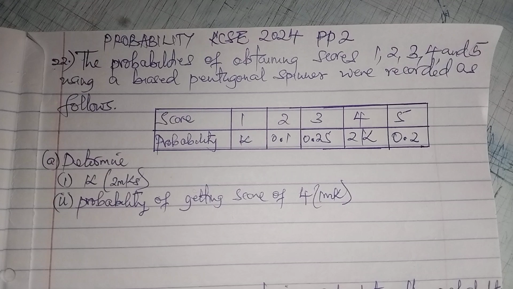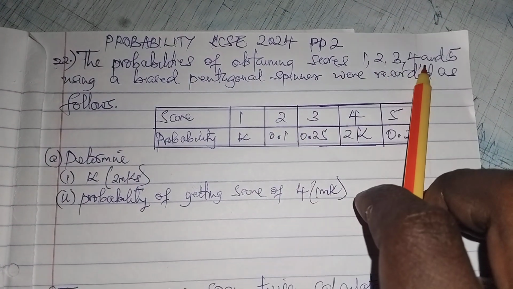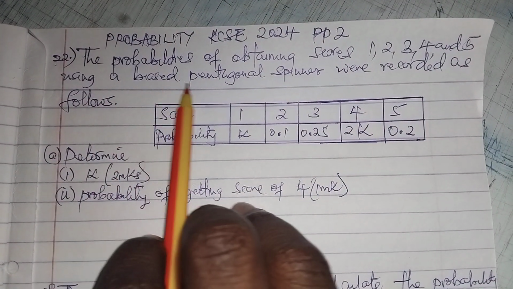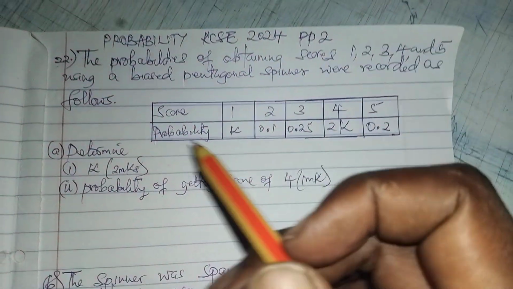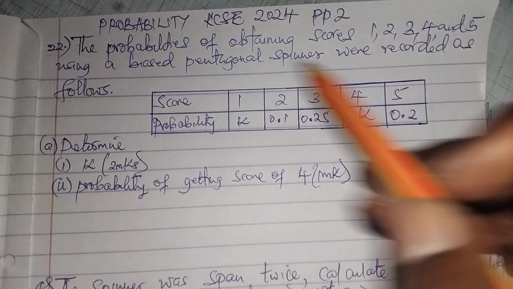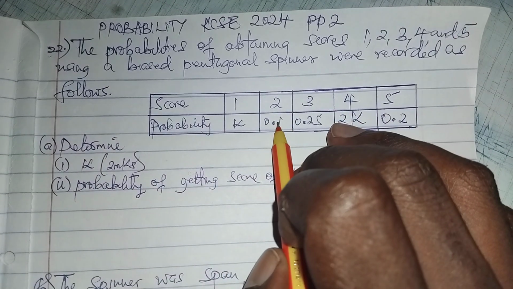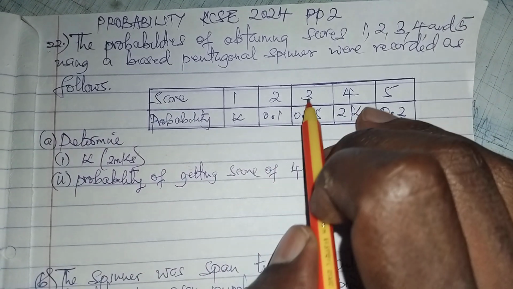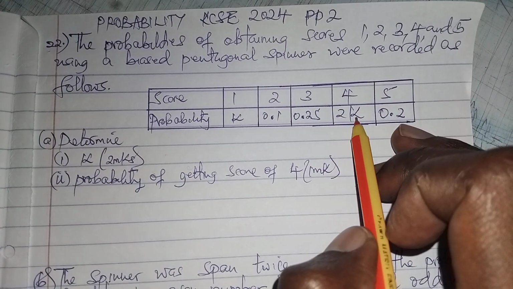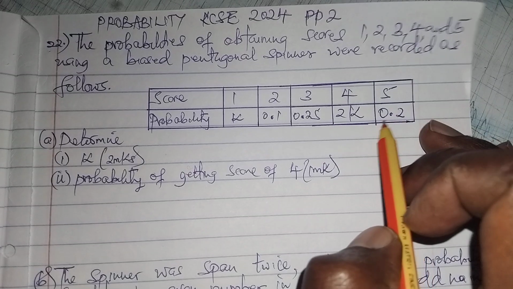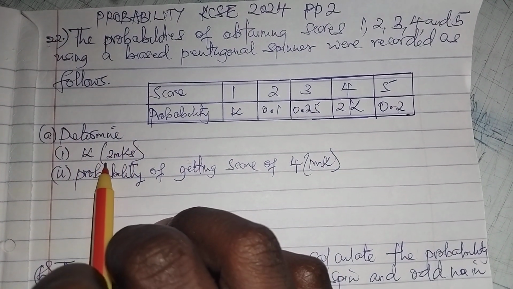The question was asking: the probabilities of obtaining scores 1, 2, 3, 4 and 5 using a biased pentagonal spinner were recorded as follows. So you have the scores 1, 2, 3, 4, 5 and their probabilities. For obtaining score 1 is K, score 2 is 0.1, score 3 is 0.25, and score 4 is 2K. For obtaining score 5 is 0.2. So the first part: determine the value of K.